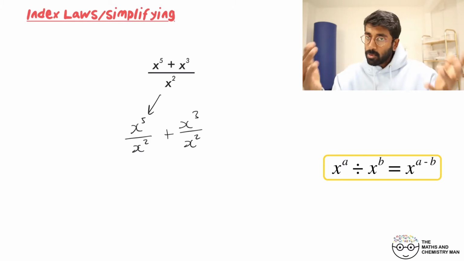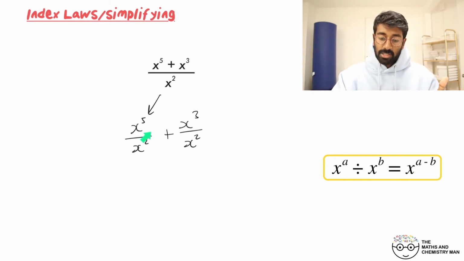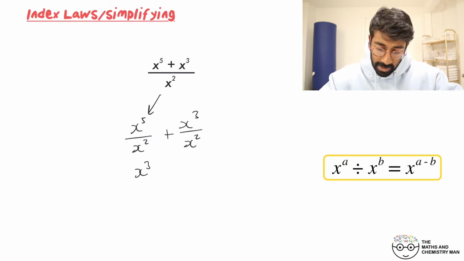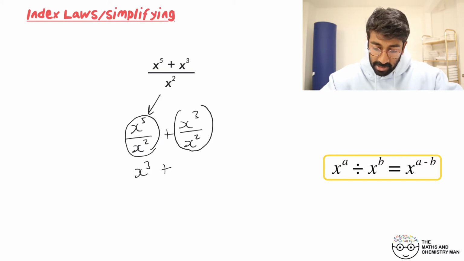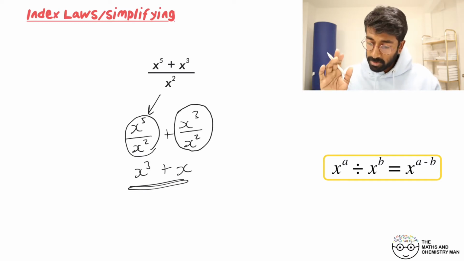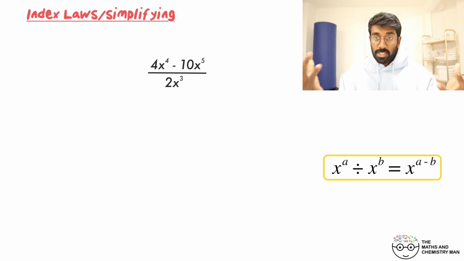And now all we need to do is refer back to our index laws, and now we can just subtract the powers. And so what have we got? Well, we've got x to the power of 3, that's from this fraction here, plus x to the 3 divided by x to the 2, which is just x. And that's how we leave it. So, nice and simple.